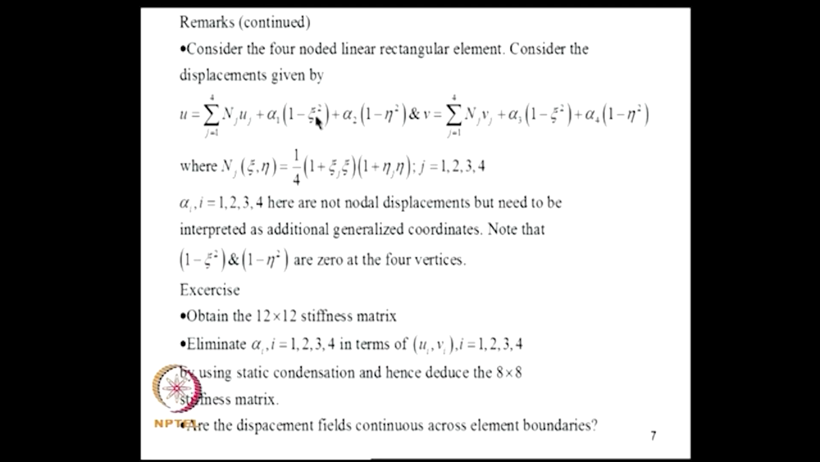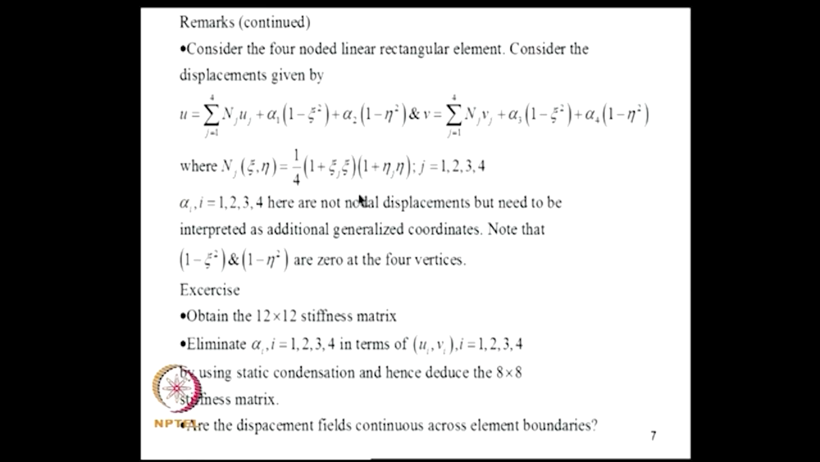Now, you can see here that at the nodes, which are xi equal to plus minus 1 and eta equal to plus minus 1, these terms are 0. So, this is like a bubble function. They do not affect the behavior of u at the nodes, and v is given similarly. So, again these trial functions are the same as what we have used for a linear rectangular element. Now, these alpha 1, alpha 2 and alpha 3, alpha 4 are not nodal displacements now, they are generalized coordinates.